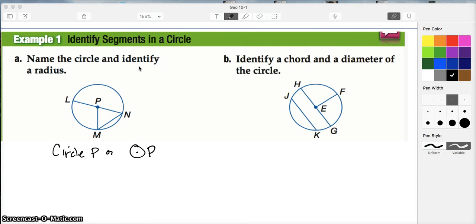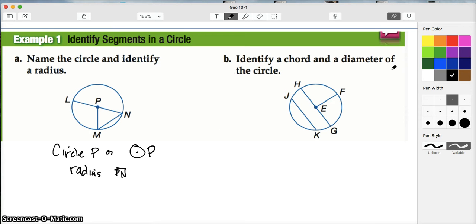And now we're supposed to identify a radius, and you can see we've got several choices. Radius PN. I think that's good enough for us. And that's going to be a segment. Notice that the center is named first, and then we talk about the end. So radius PN, radius PL, radius PM. There could have been other choices.